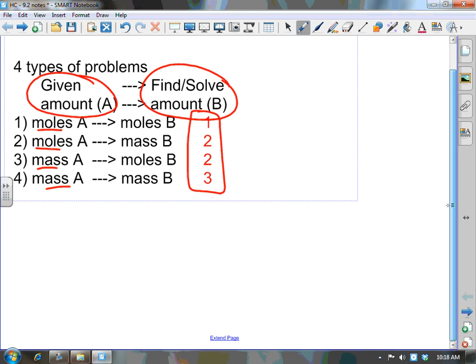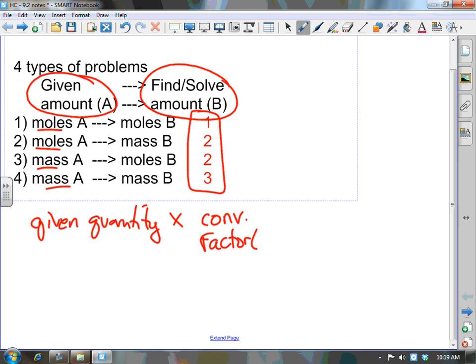Now, think, okay, we're learning some new type of math. No, we're not. Here's anything else that we would have learned before. If you're given a quantity of anything, you're going to multiply by conversion factors, one or several, so that you can solve for some unknown quantity.